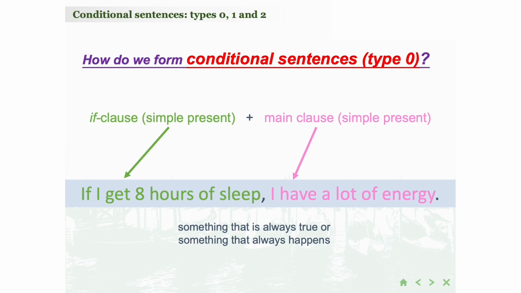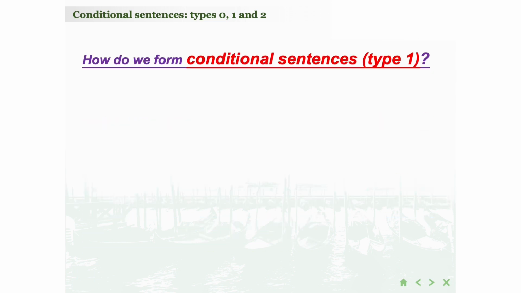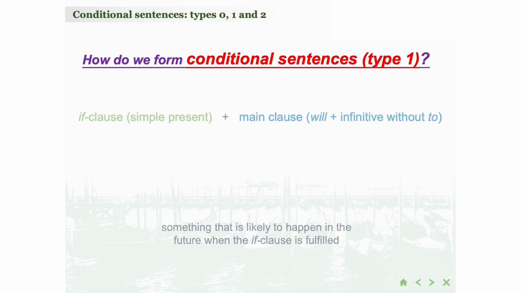How about conditional sentences type 1? This type of conditional sentence is sometimes called the first conditional. We form the first conditional by combining an if clause in the simple present tense with a main clause which uses will and an infinitive without to.